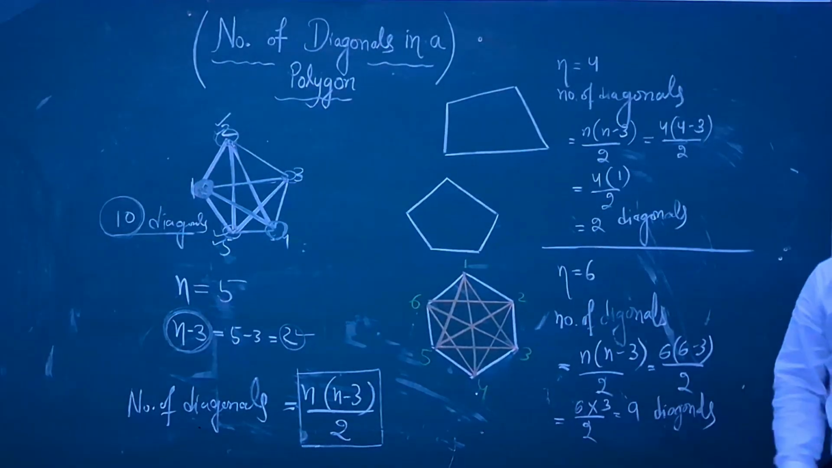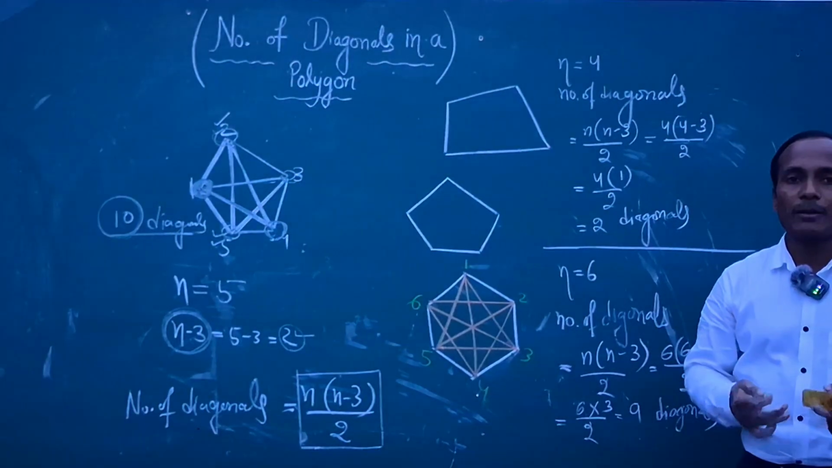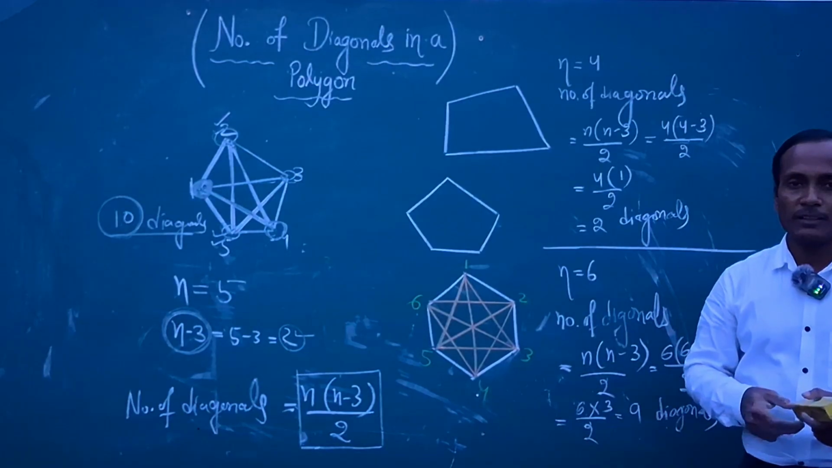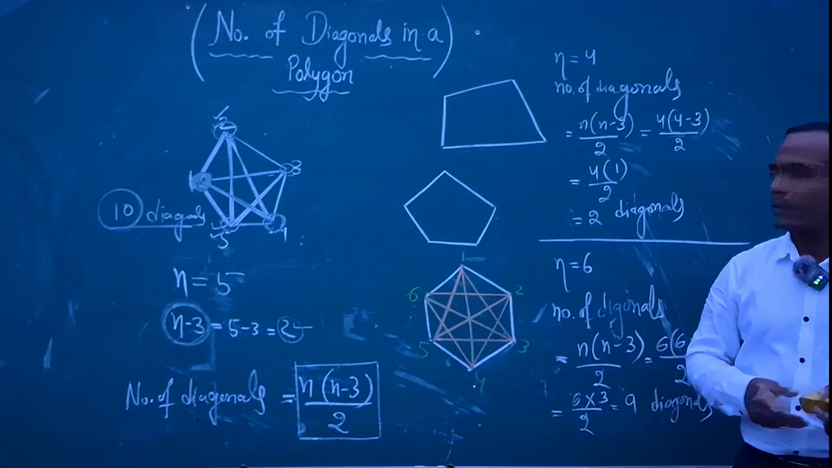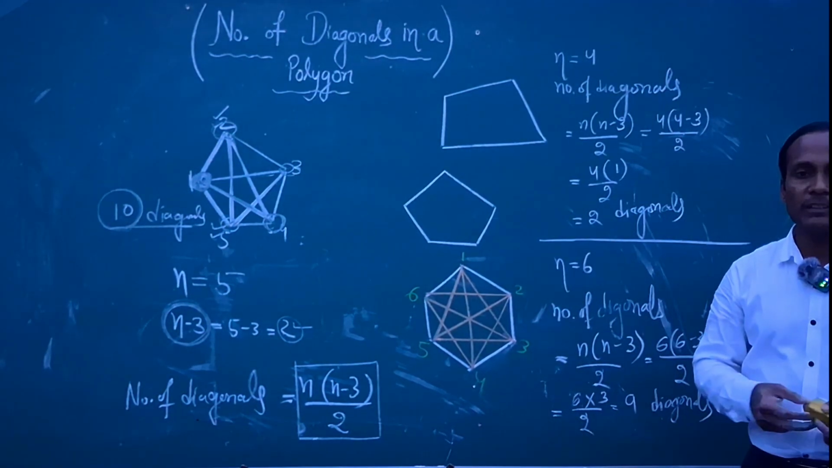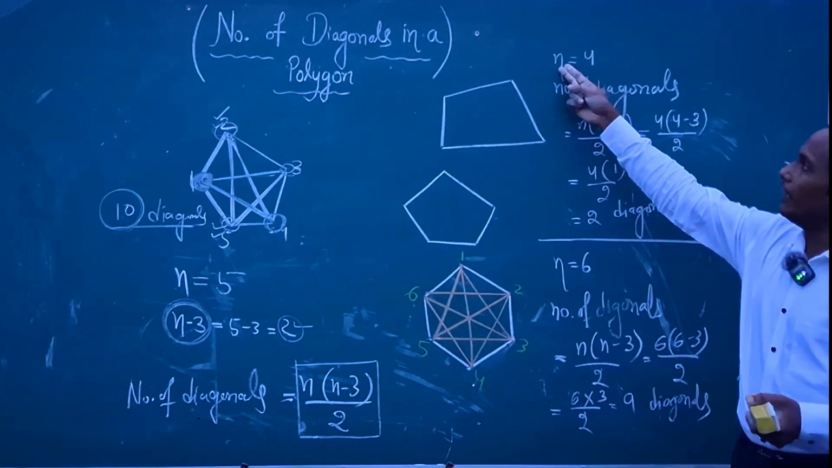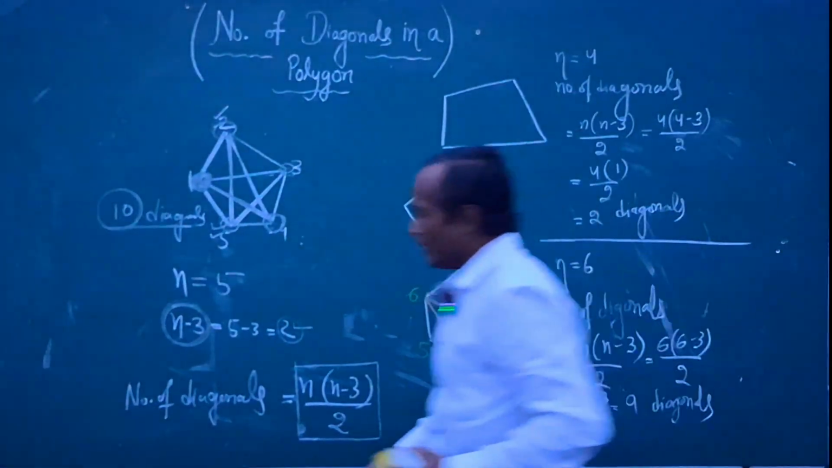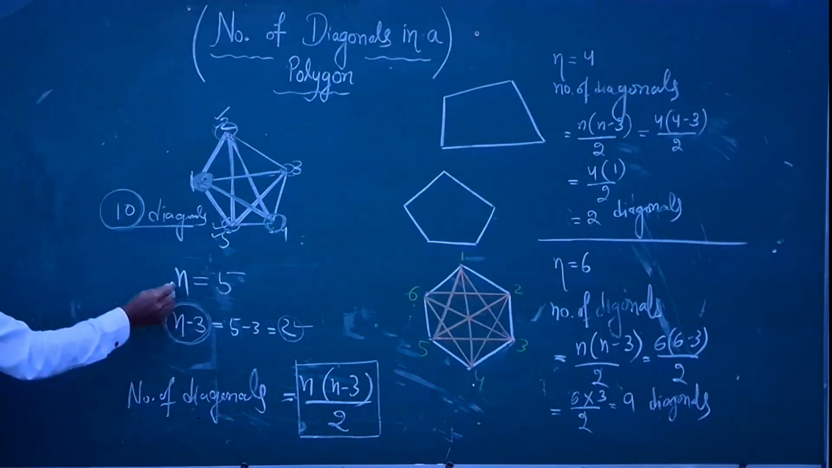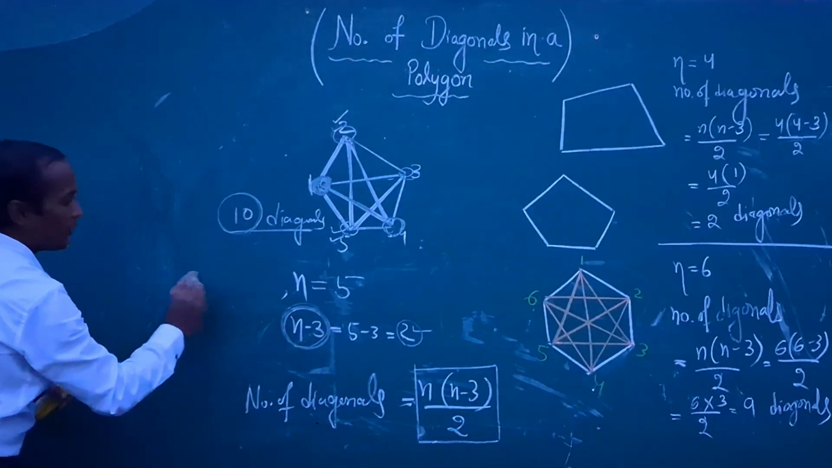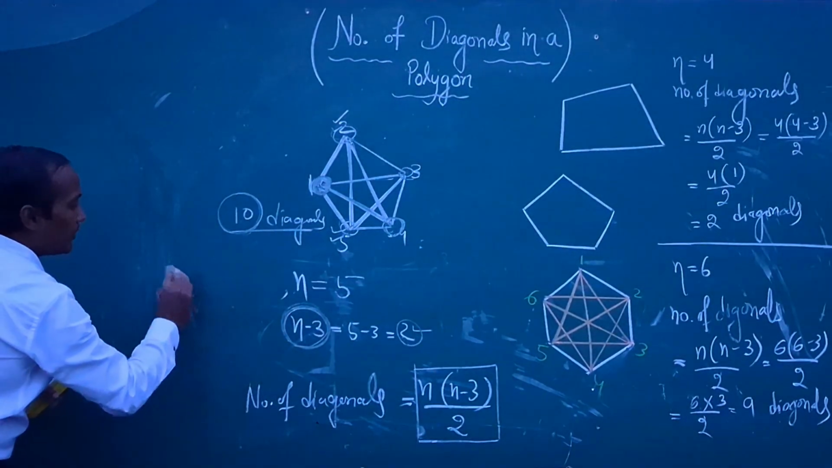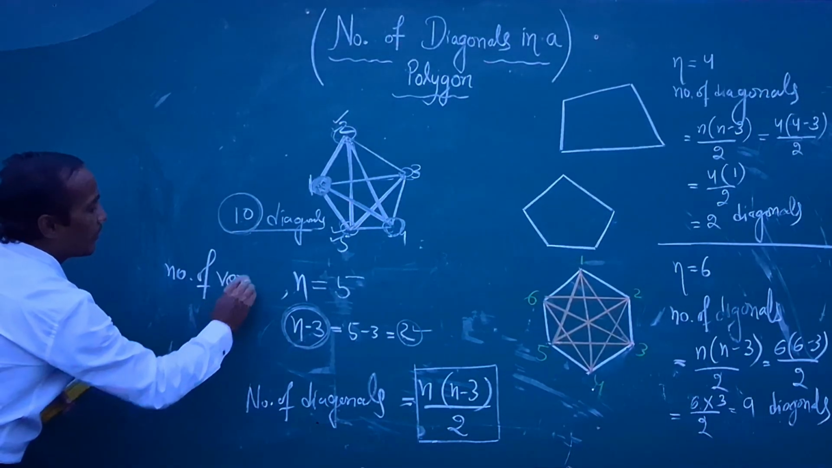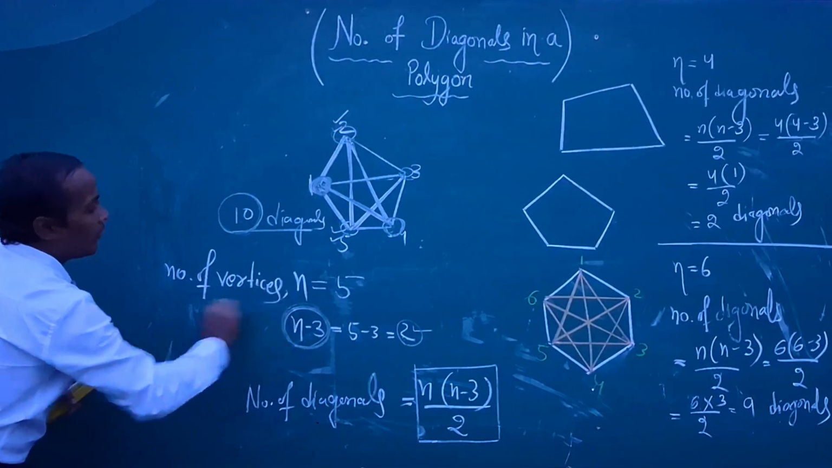In the similar manner, you can find out the number of diagonals for any polygon if you know the number of sides or number of vertices. Number of sides is equal to number of vertices in a polygon. So you can say n means number of sides or number of vertices. At the same time, let me make one thing clear here. Here while writing, I must mention for your clarity, n stands for number of vertices or number of sides.